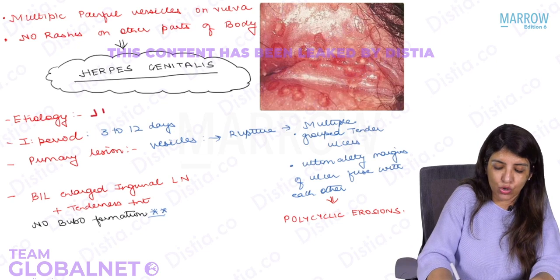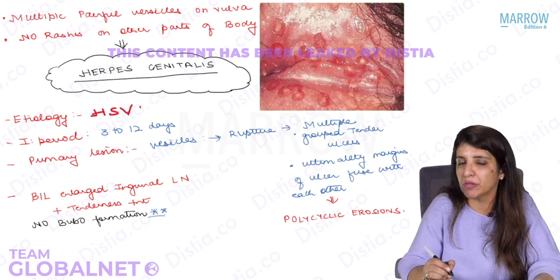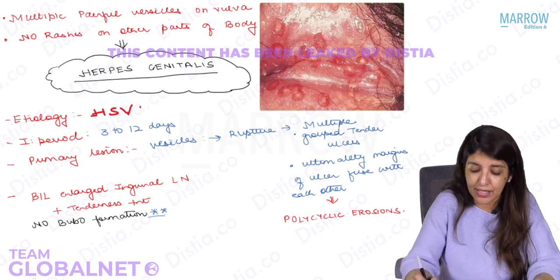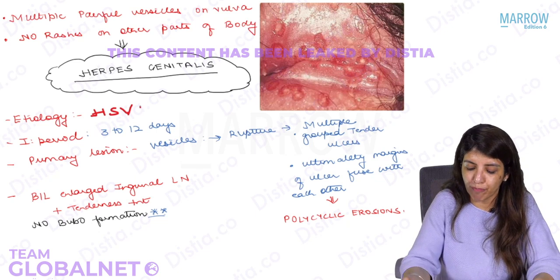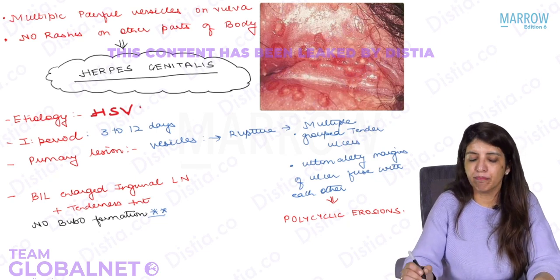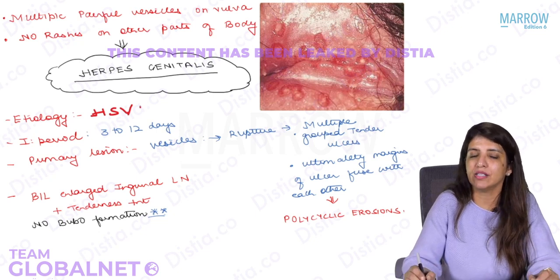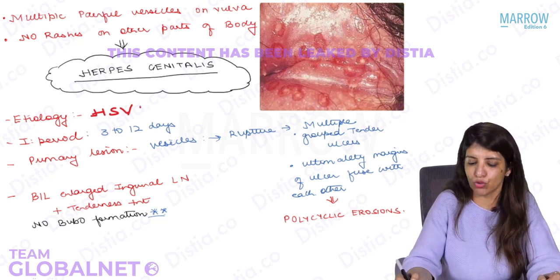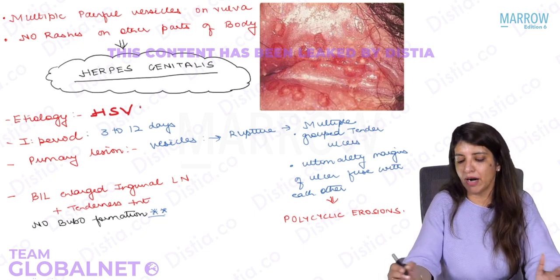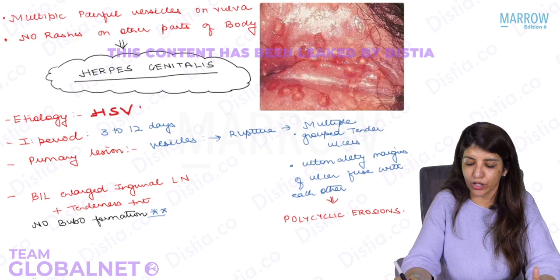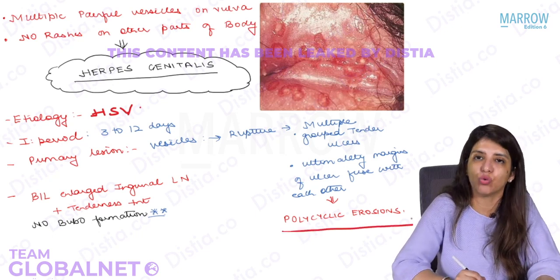Now if you are getting multiple painful vesicles on the vulva and there are no rashes on other parts of the body, that means we are dealing with herpes genitalis infection. Herpes genitalis is caused by herpes simplex virus. The incubation period of herpes simplex virus is 3 to 12 days. Initially, the lesion is a vesicle and then it is going to rupture and you are going to get multiple grouped tender ulcers. So initially they are going to be vesicles and then they are going to rupture. So you are going to get multiple tender ulcers and ultimately the margins of these ulcers are going to fuse with each other, and that is what are polycyclic erosions.